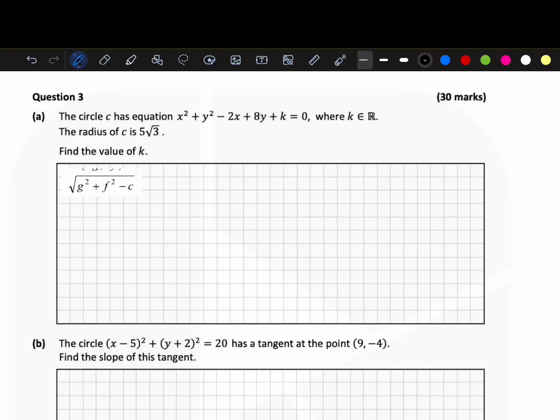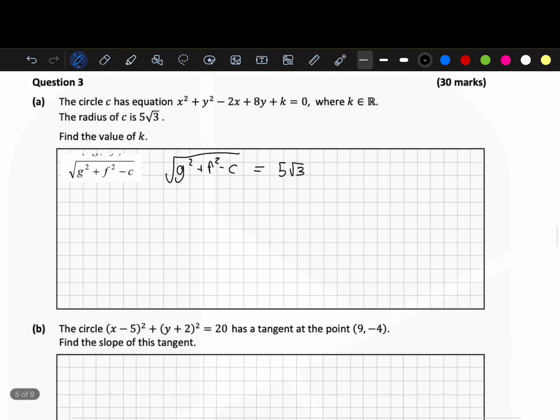So here we are. We're going to be using the equation that the square root of g squared plus f squared minus c is equal to the radius, and we know that the radius in this case is going to be 5 root 3. So now we need to just plug in the values. g and f are going to be the center, so now we need to figure out what g and f are.